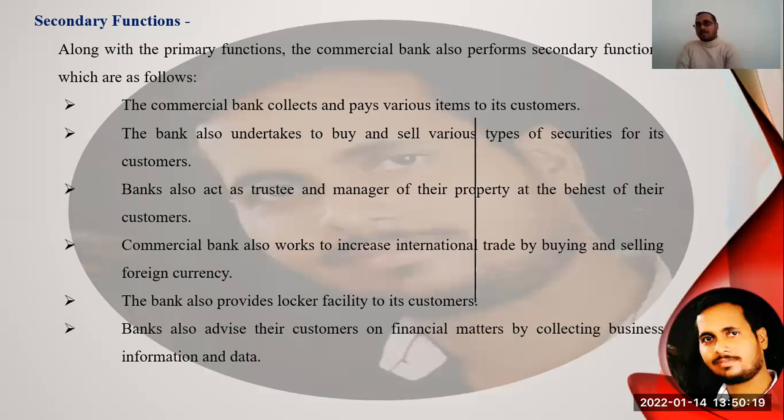If we have a foreign currency, then the bank accepts it, converts it into our domestic currency, and we safely deposit it in our accounts. Or if we want to visit a foreign country, the banks also provide us the foreign currency for that purpose. So this is another secondary function of the bank system. Now, the bank also provides locker facility to its customers.